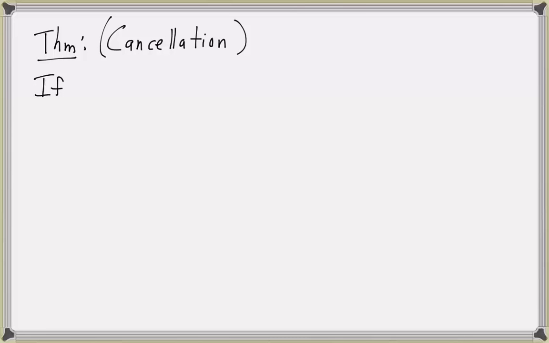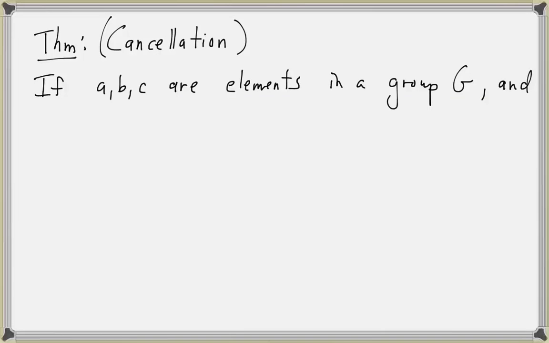This next theorem establishes the cancellation property of groups. If A, B, and C are elements in a group G, and either of the following statements is true: if AB equals AC, or B times A equals C times A, then we can conclude that B equals C.